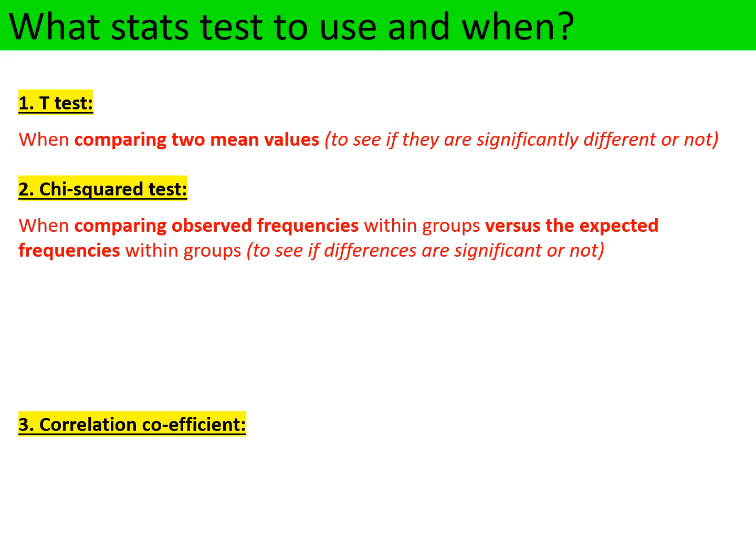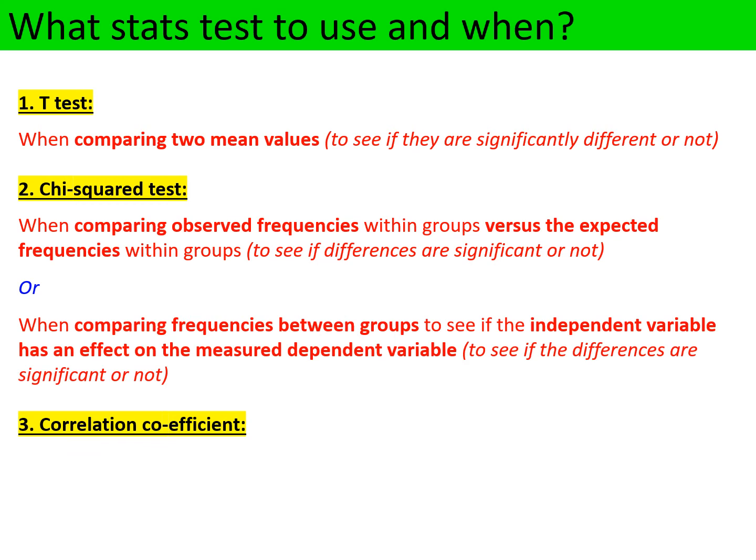So with the chi-square test then, what we do is we compare observed frequencies, they're the ones we actually measure for each group, with expected frequencies within the same groups to see if there's any difference between the observed and the expected frequencies and if they're significant or not. We can also use the chi-square test to look at comparisons between frequencies between groups.